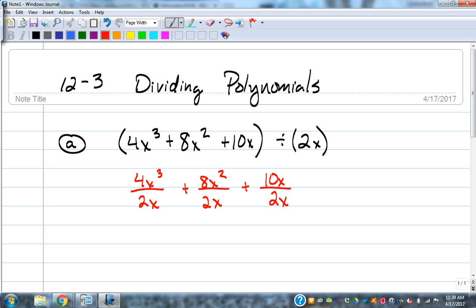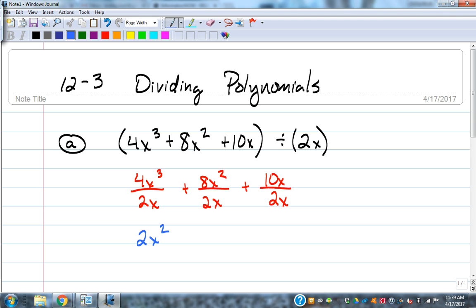So if we go to simplify that first fraction, 4 and 2 have what in common? 2. So you would divide both of those by 2. And then there are 3 x's on top and 1 on the bottom. So how many cancel? 1 cancels. 1 from the bottom cancels 1 from the top. So that becomes 2x squared.